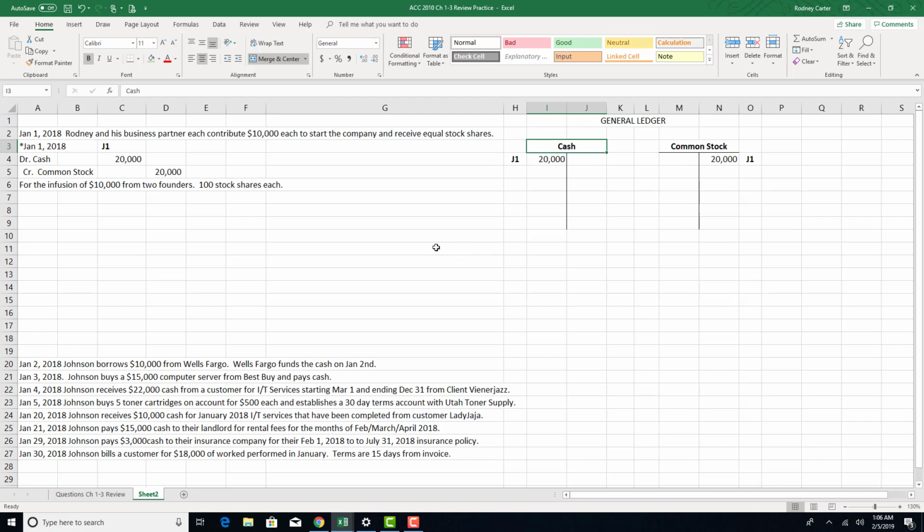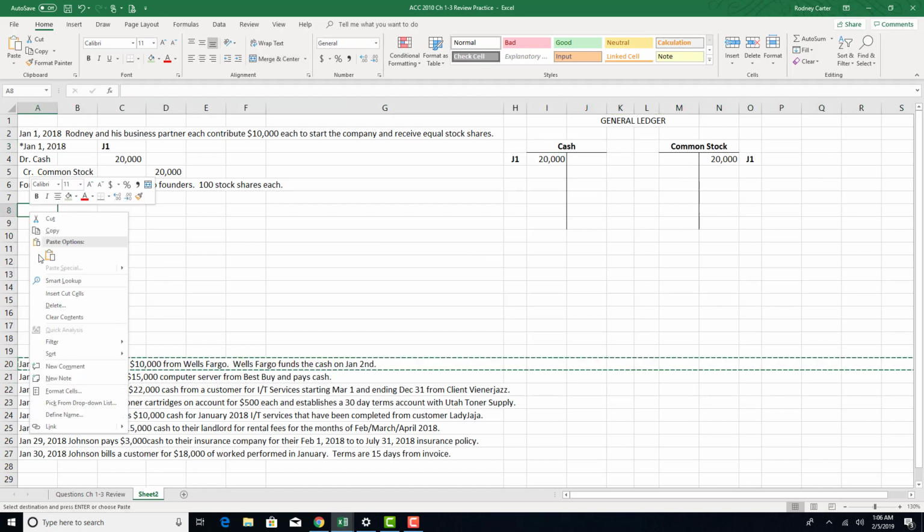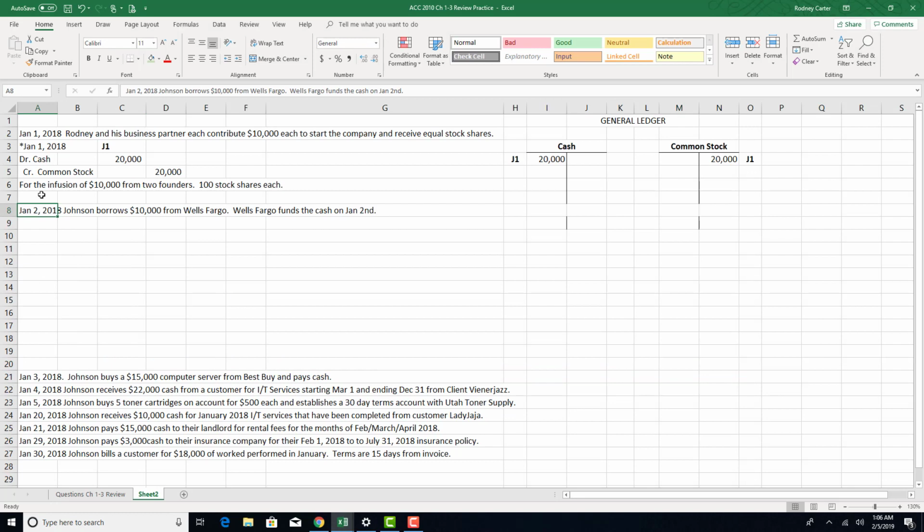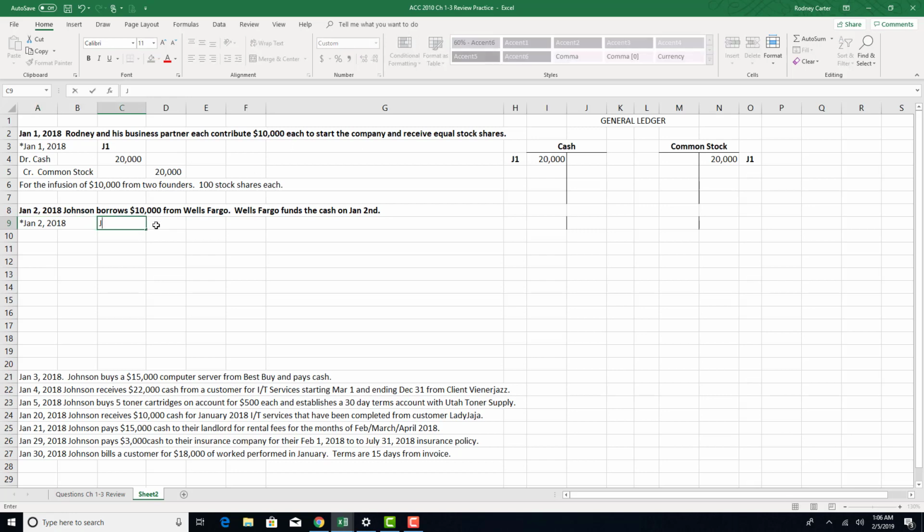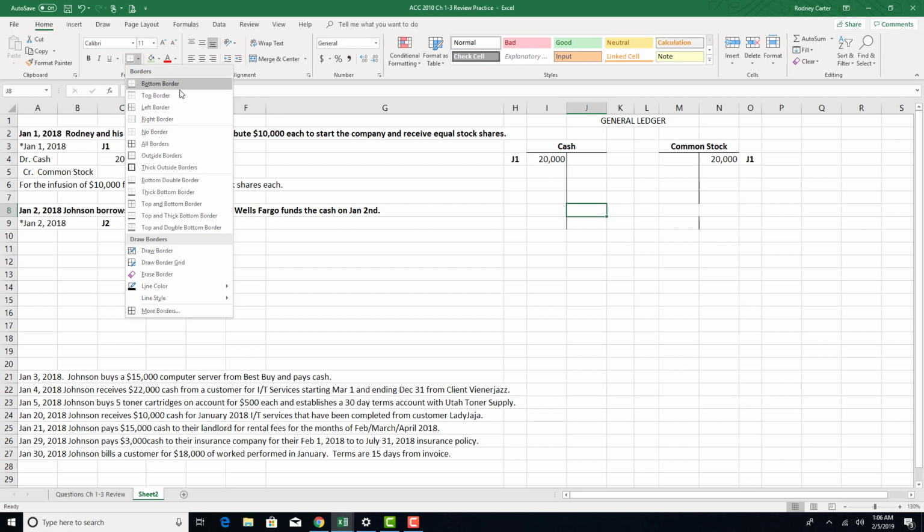Okay. Now let's move on to the second transaction. So I'm going to bring that up here. On January 2nd, Johnson Company borrows $10,000 from Wells Fargo. So I'm going to mark this as J2, and I'm going to come in here.